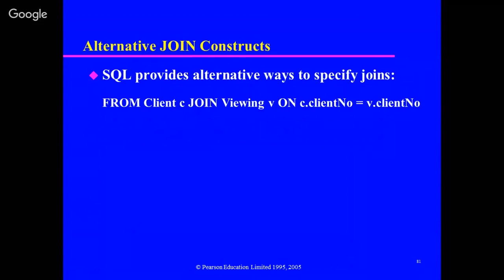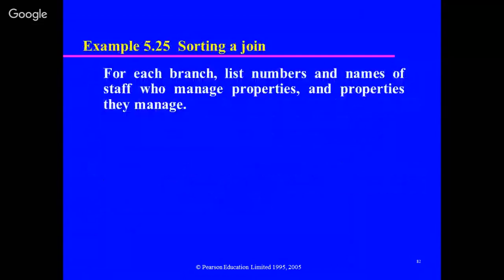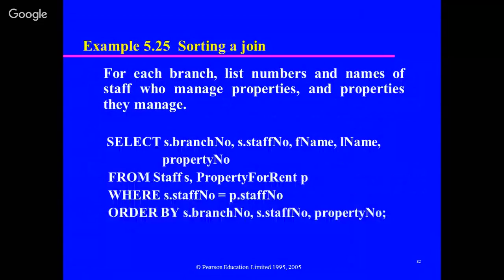Okay, so this is another syntax for the same join. From client C join viewing on. Here the two tables are specified in the from clause, and following the on clause, what you have is the join condition. This is an alternative syntax. Don't worry about alternative syntax. If you understand the basic concept, you can either use the previous syntax, or the other most common syntax, which is the first one here: from client C join viewing V on C.clientNo = V.clientNo. And then sorting and so on.